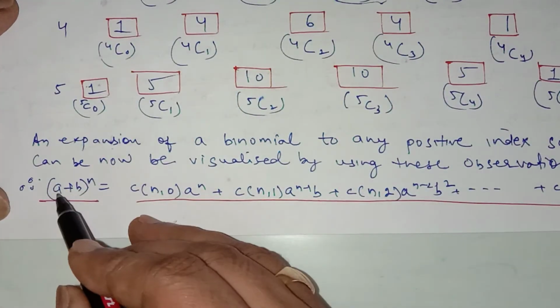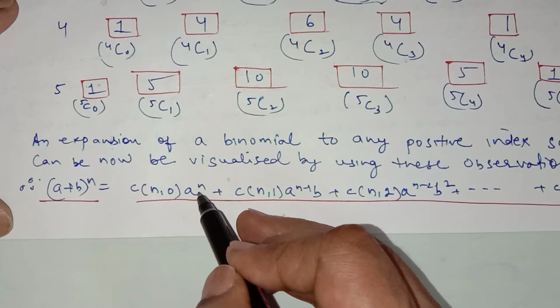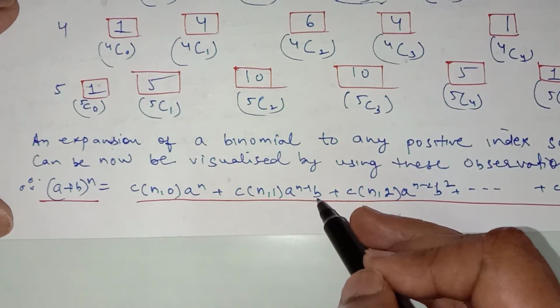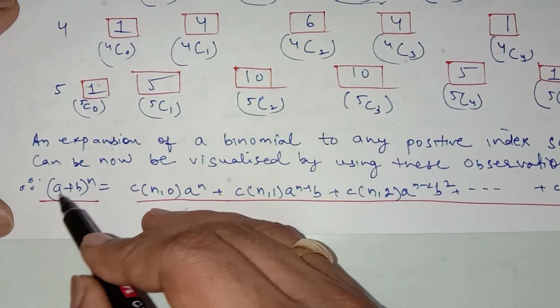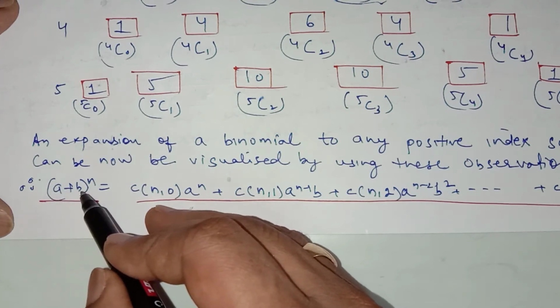Same as here. So a plus b raised to power n is combination of n 0 a raised to power n, plus combination of n 1 a raised to power n minus 1 b raised to power 1. As I've already told you in the starting of the binomial, the power of the first term goes on decreasing and the power of the second term goes on increasing.